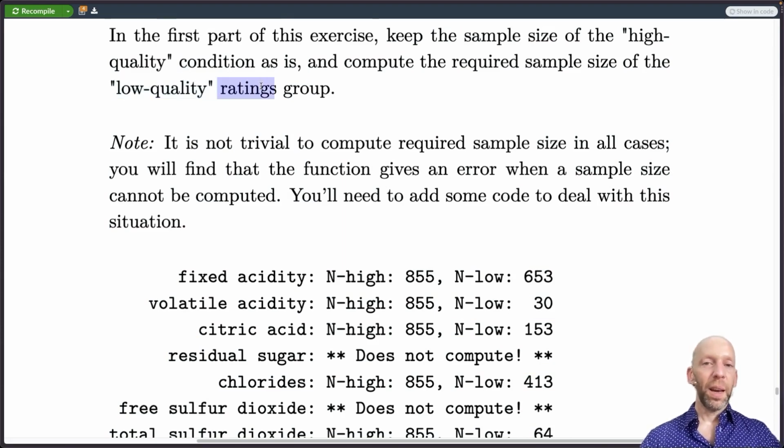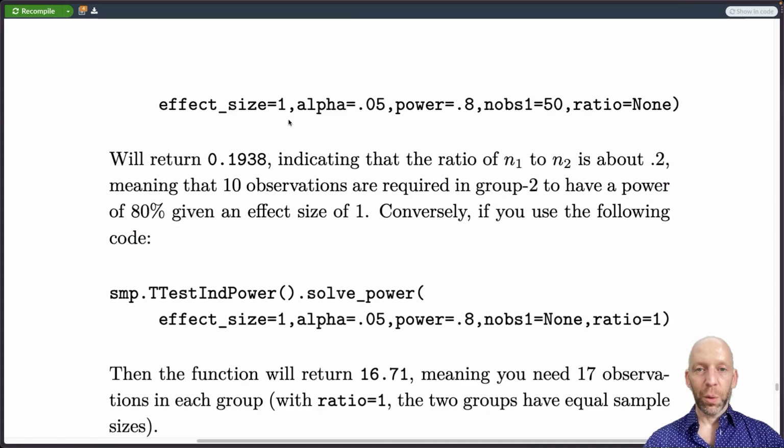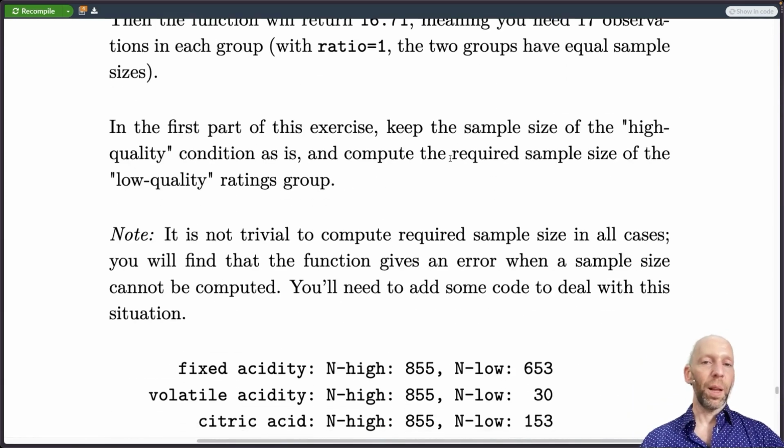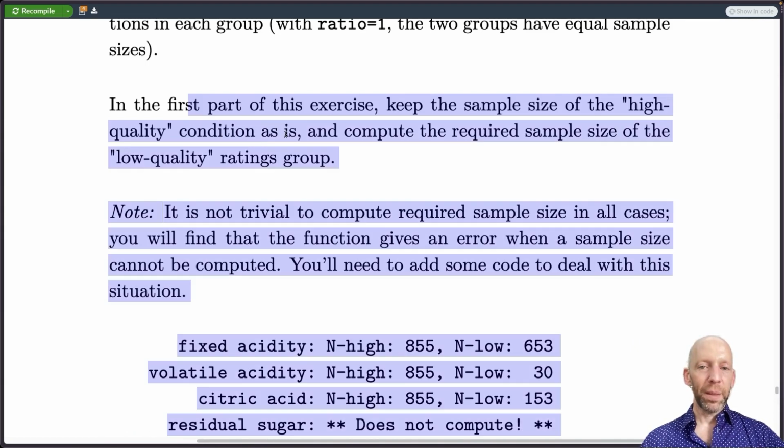So in other words, the code is going to look similar to this, where you specify the number of observations in one group and you ask statsmodels to return this ratio value, which you would then multiply by this number and round up. That gives you the required sample size for group 2, which is the low quality rating. I hope that makes sense.